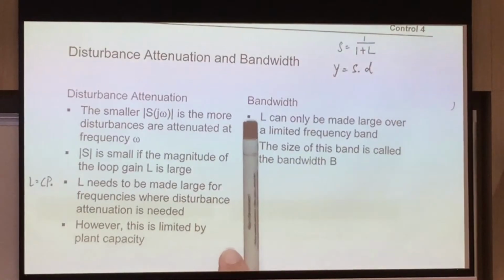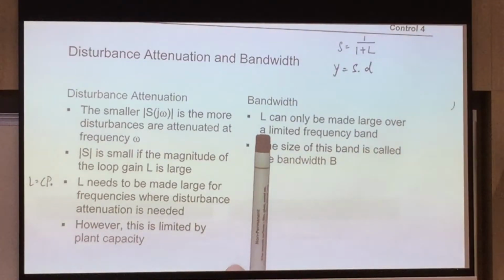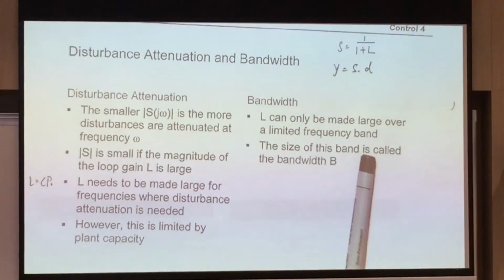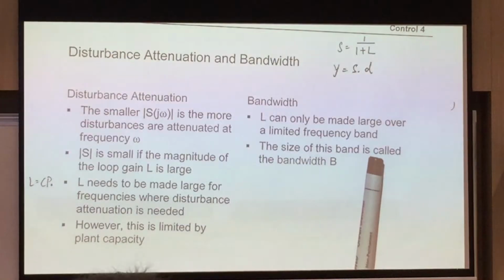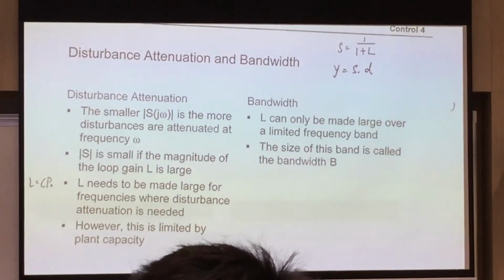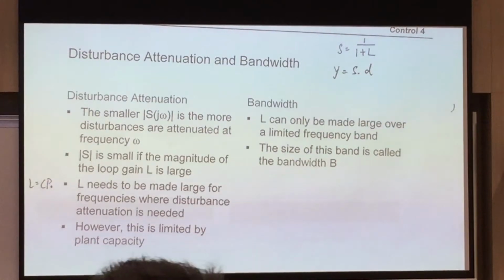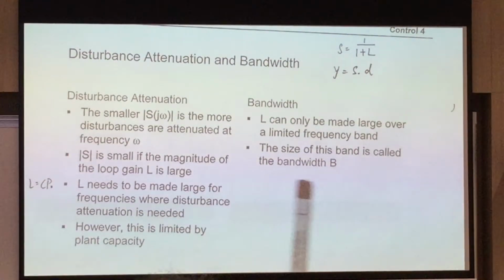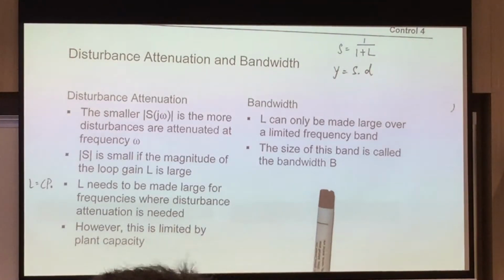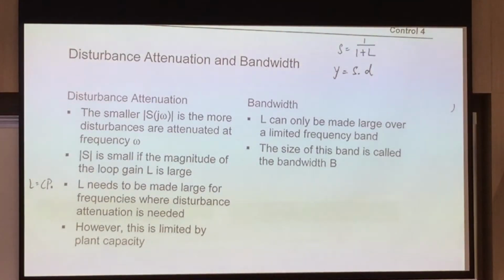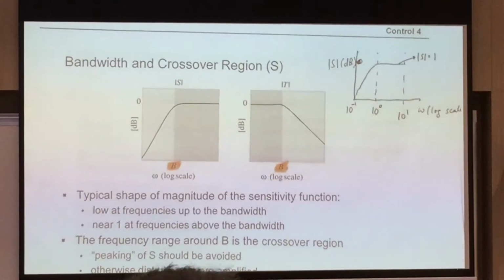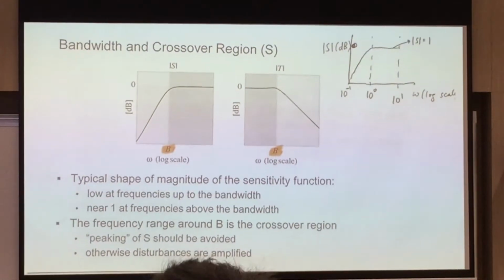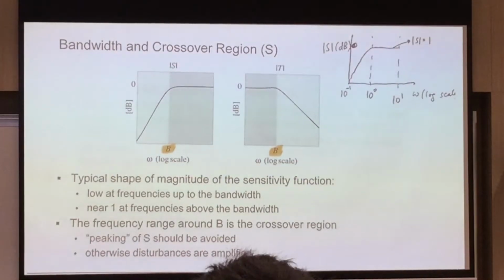And in the area of bandwidth, alright, realistically you can only make L very large over a limited frequency band. Okay, because any functional control system has a limited range of functional frequencies. Alright? And this is what I call bandwidth. And we use B or sometimes BW to denote bandwidth. Okay? We will look at the bandwidth of a functional system and also what we said earlier on about crossover regions.